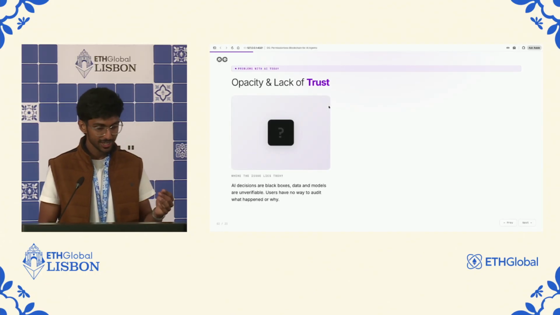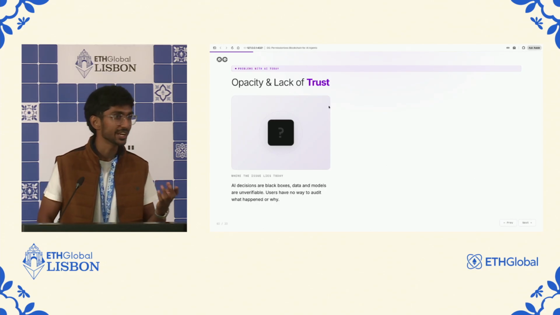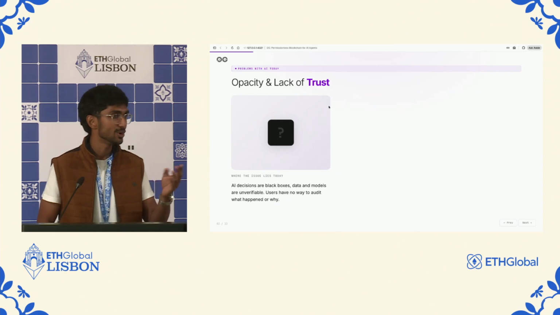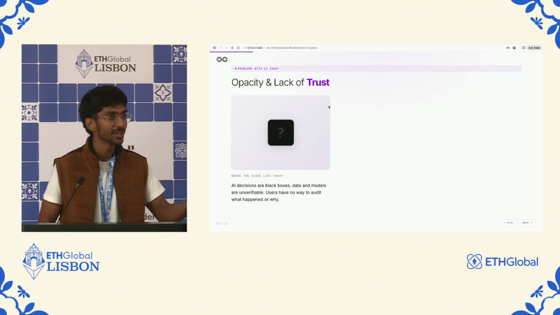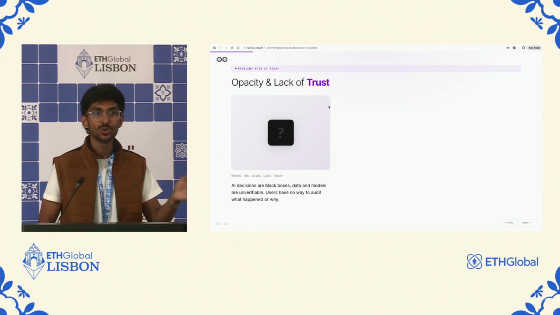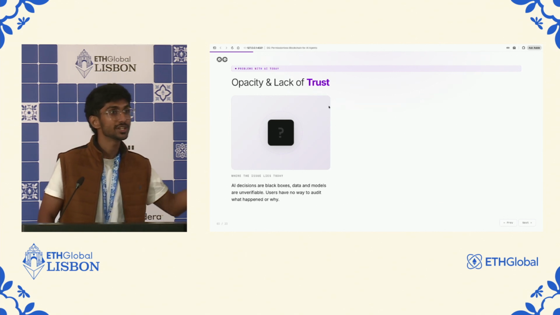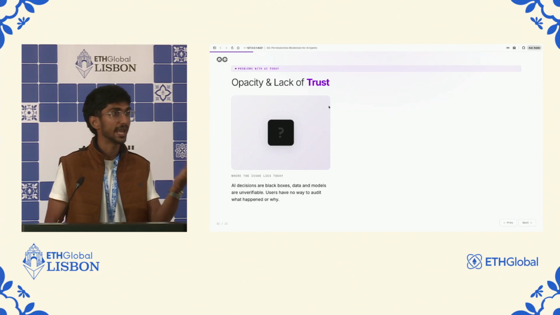Let's quickly dive deep into the individual problems. The first one is opacity and lack of trust. For example, you're using Opus 4.8 specifically, or any other model XYZ. You aren't sure whether you're actually getting the model you asked for. You just know you're interacting with a chat prompt, and the response is generated by a so-called Opus 4.8. You aren't sure whether they're reducing or throttling it, or you don't know what is happening behind it. That is a big issue, and that's what we call a black box.